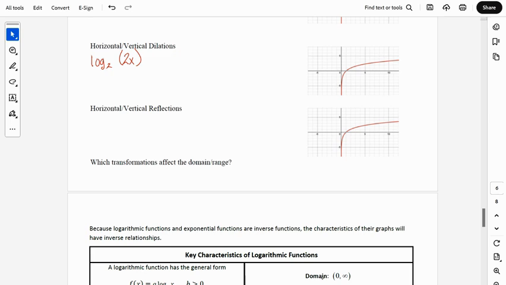and that would be a horizontal dilation by a factor of 1/2. Okay, so that means that our x's are going to get multiplied by 1/2. So instead of this happening at 1, it'll happen at 1/2. Instead of this happening at 2, it'll happen at 1. Instead of this happening at 4, it'll happen at 2.